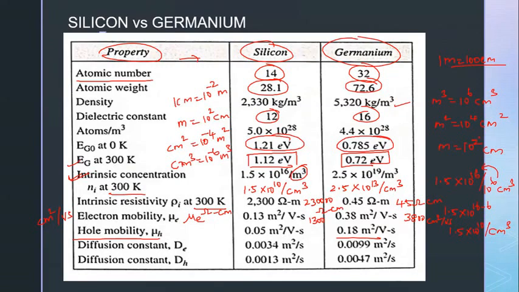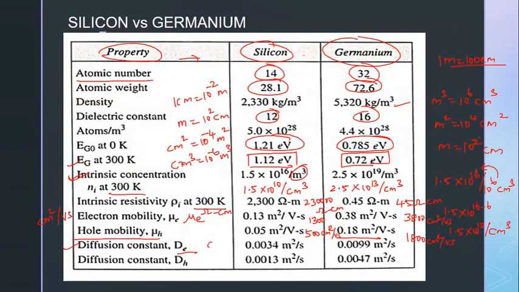If it is expressed in terms of centimeter square per volt second, it will be 500 centimeter square per volt second, and for germanium it will be 1800 centimeter square per volt second. The next property is diffusion constant for electron. For silicon it will be 0.0034 meter square per second, and for germanium it is 0.0099 meter square per second.